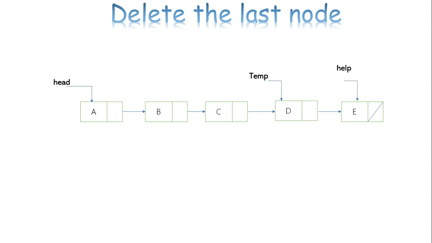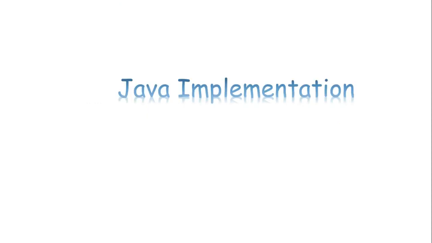Once we found it like this, help.next equals null, then we know this is the node that we will delete. Since this is the node that we want to delete, now we can tell the temp to point to null like this. Temp.next equals null. Now it is safe for us to delete the help. Let's see the Java implementation.